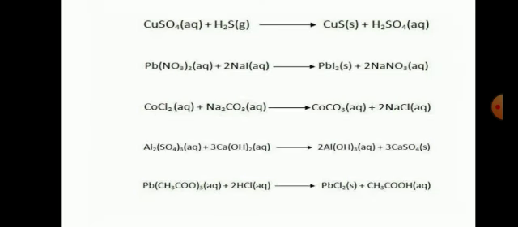Now let us see some more examples. CuSO4, which is an aqueous solution, that is copper sulfate, on combining with H2S, that is hydrogen sulfide, a gas, will give you CuS, which is solid in state, and H2SO4, which is sulfuric acid, an aqueous solution. So this is also an example of a DD reaction, that is, a double displacement reaction.